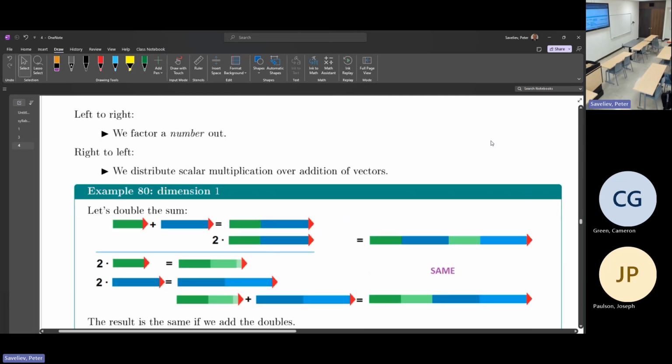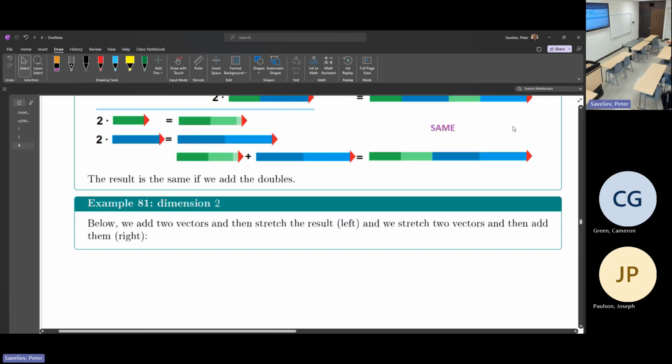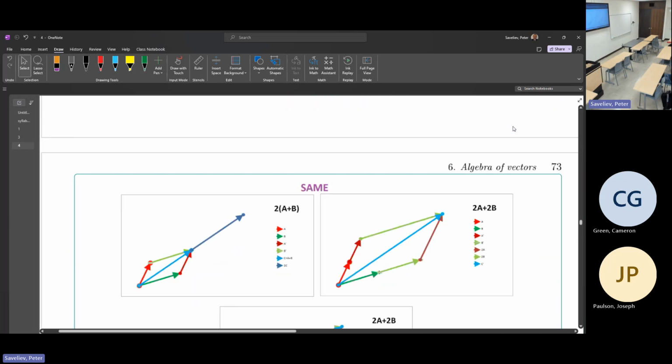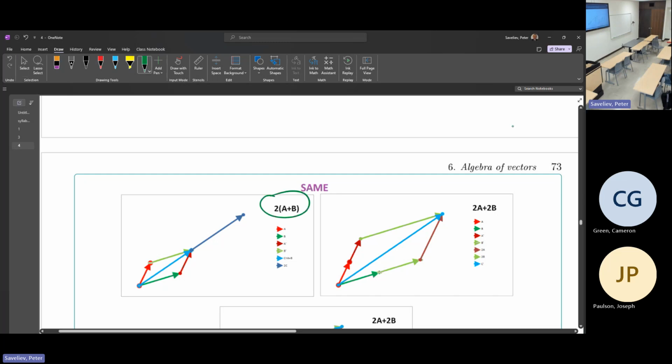So this is addition. Once again, the one-dimensional story is easy because addition is head to toe, and they do not change direction in one dimension. Dimension two is more complicated, but the picture illustrates what I just talked about. You do addition of the two vectors first, and then you double. That's what you see on the left. Or you double first and then add together.